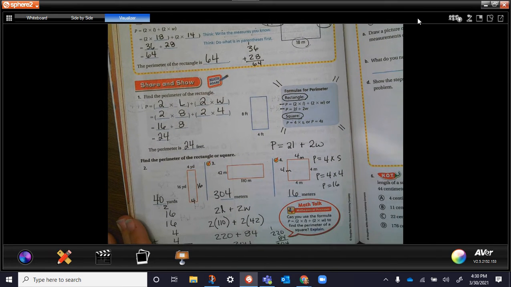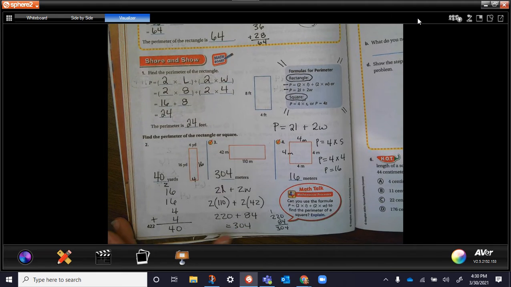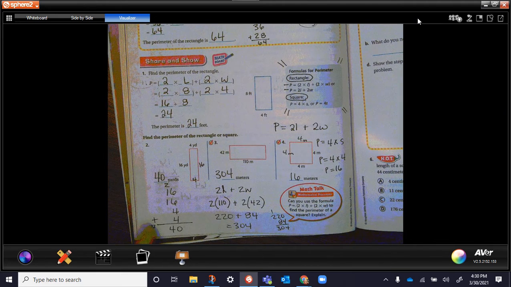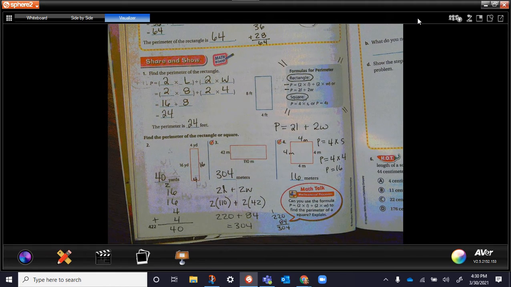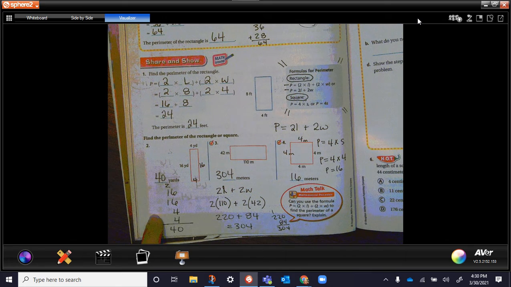All right, so down here on the bottom, we tried 3 different ways of finding perimeter. So the first thing we learned is that we can just add. We don't have to multiply. We don't have to do all that. We can just add up all the sides. So if you have 4 sides, you need to add up all 4 of them. So 16 plus 16 plus 4 plus 4.